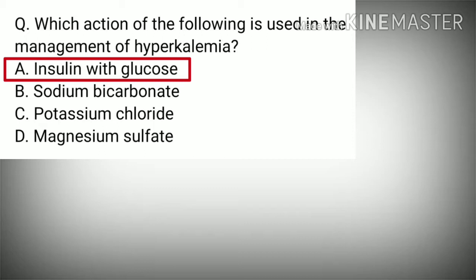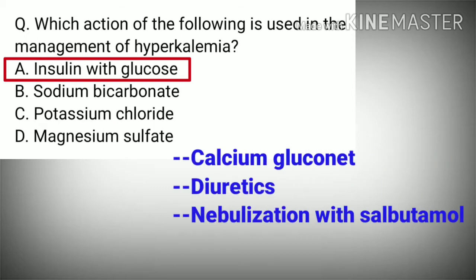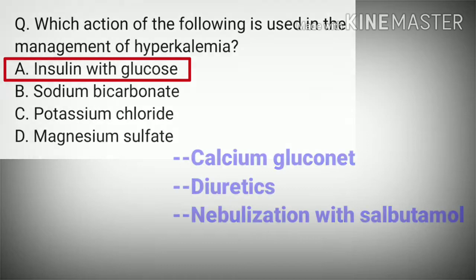Insulin administered with glucose facilitates shifting of potassium into the cells. Other actions to treat hyperkalemia are administering calcium gluconate, as it is the antidote of potassium. Diuretics cause potassium loss through the kidney. Nebulization with salbutamol also helps to decrease the potassium level in the blood because the bronchodilator promotes cellular reuptake of the potassium.